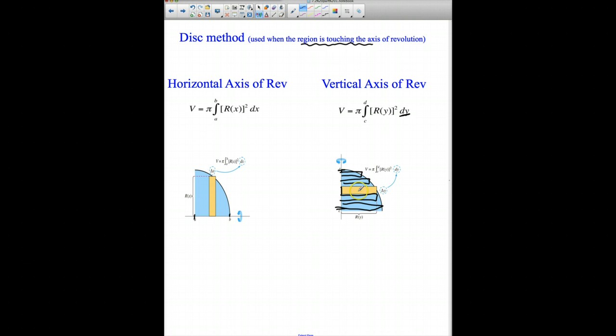So be alert right now that all the problems that we're going to do, the region is totally laying on the axis of revolution. So when we rotate, there's no hole in the center. And that's when you use this formula, this disc method.